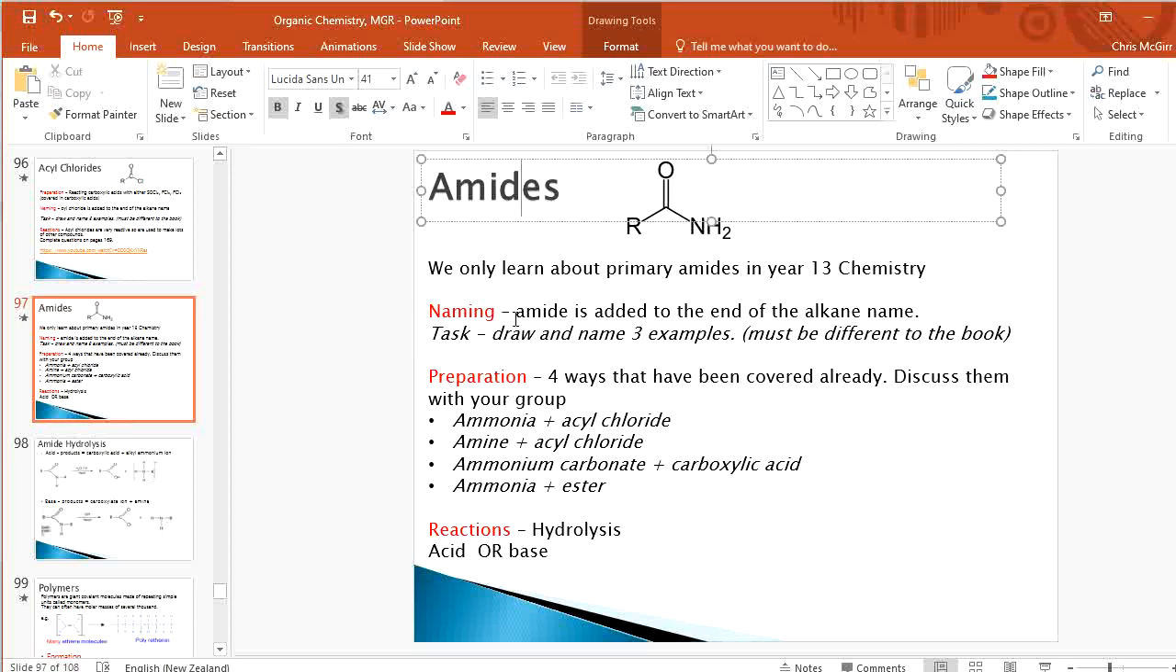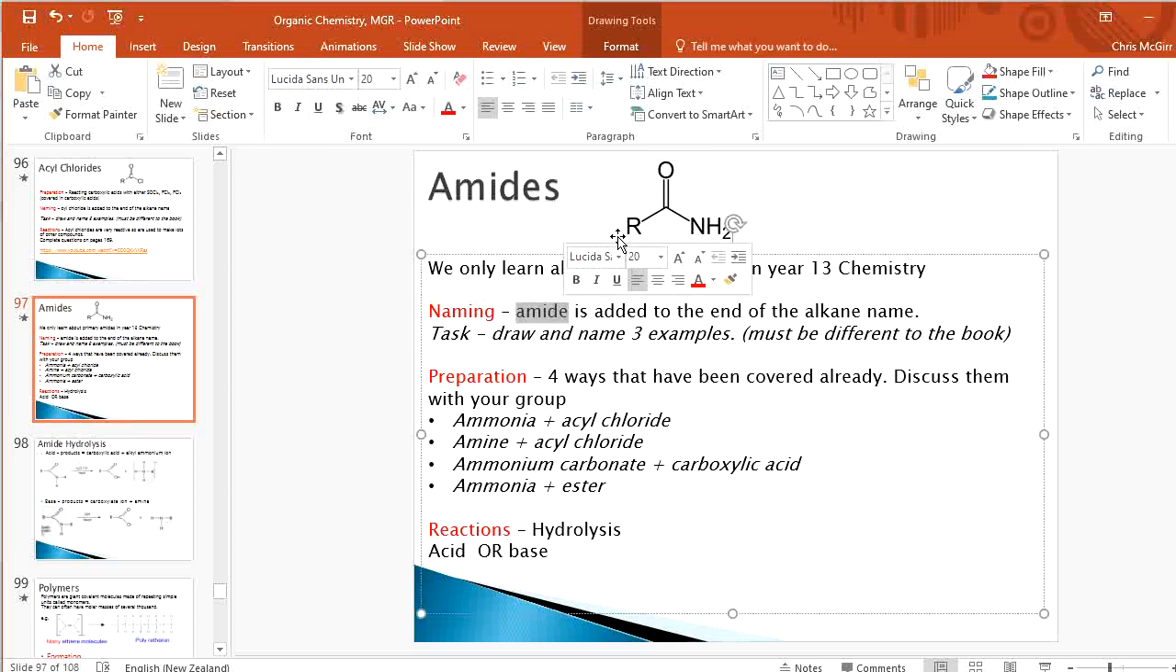Naming amides, I'm not going to go into it too much. All you do is put amide at the end of it. So if you've got 2 carbons, 1, 2 here, it would be ethane amide, okay, as opposed to ethane. Pretty simple. Preparation, so how are amides made? Here are some reactions we've already covered so far. You've just covered ammonia plus acyl chloride or acid chloride and amine plus acyl chloride. We've just covered those in the previous part of this lesson. And ammonium carbonate plus a carboxylic acid, we covered that in the carboxylic acid part, and then ammonia plus an ester, and again we covered that in the ester part of the topic. So we're not going to cover those.